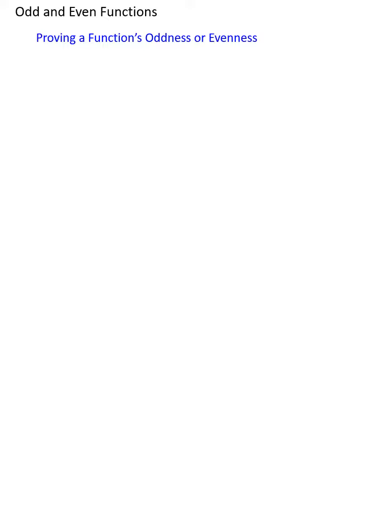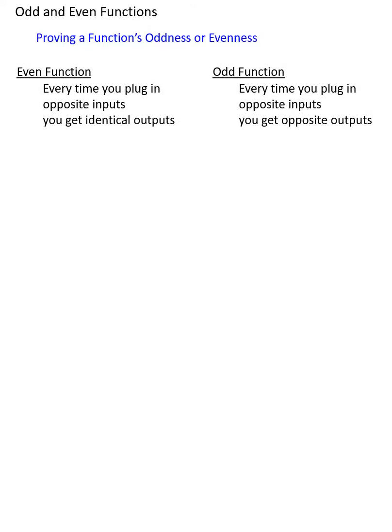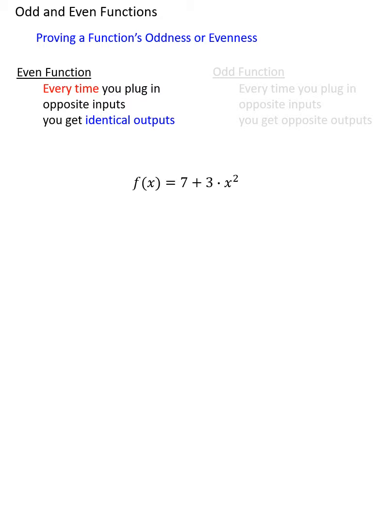Now let's take a look at how we could prove that a function is either odd or even. Here are informal definitions again. Let's take a look at an even function first. Suppose I wanted to prove that this was an even function, which it is, by the way. Well, I have to prove that every time I plug in opposites, I get the same output.